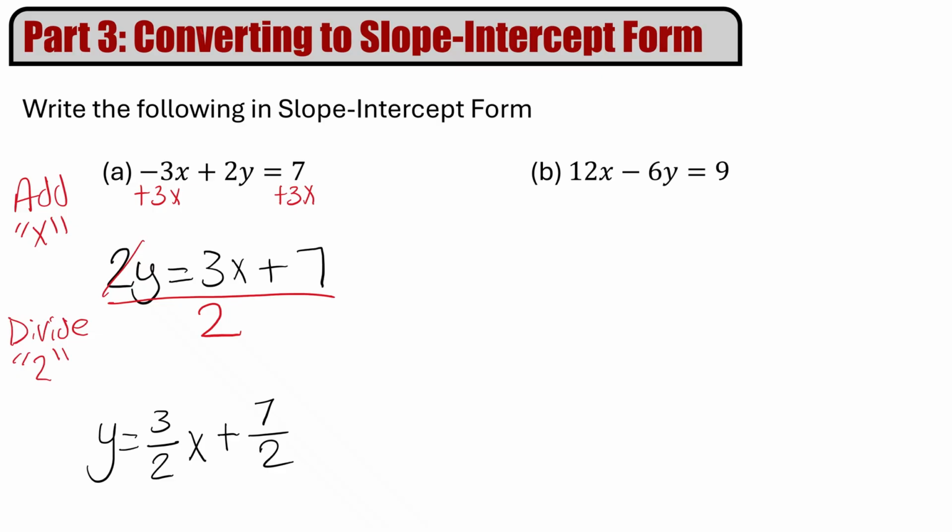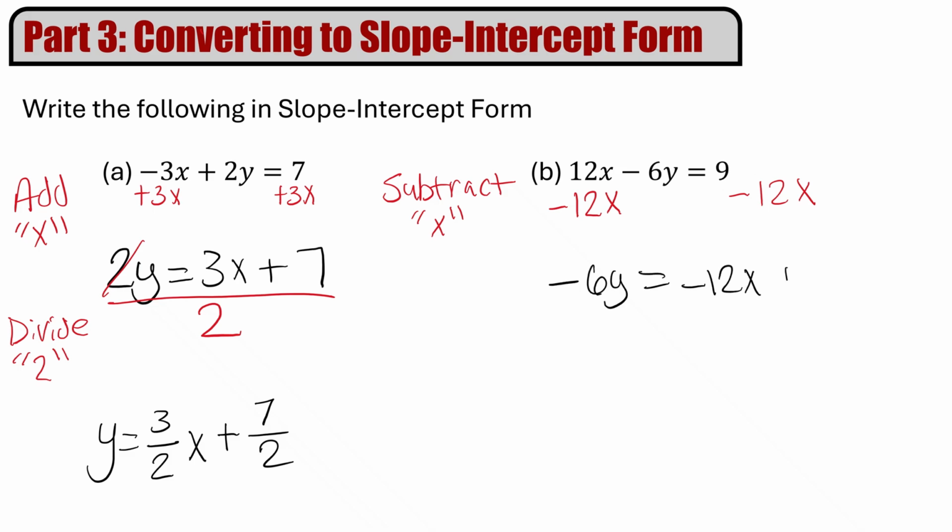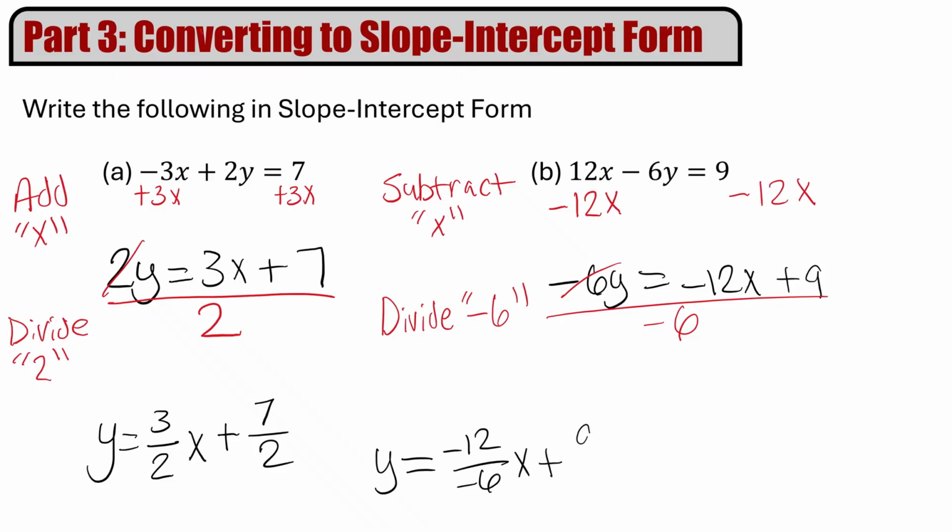In example b, start off by isolating negative 6y. To isolate negative 6y, subtract 12x from both sides. The equation will now be negative 6y equals negative 12x plus 9. Next, divide everything by negative 6. After dividing by negative 6, the equation will become y equals negative 12 over negative 6 x plus 9 over negative 6. This can be rewritten as y equals 2x minus 3 halves.